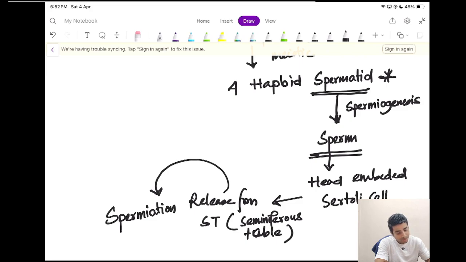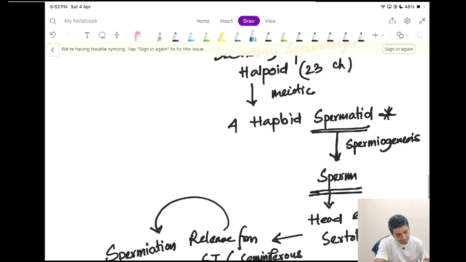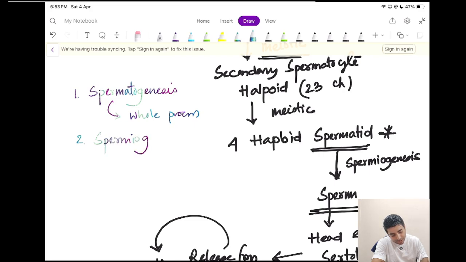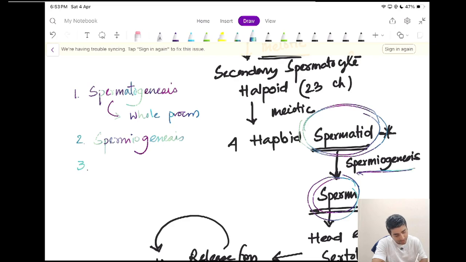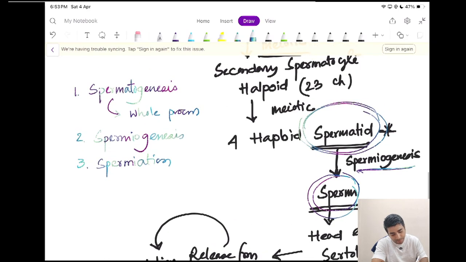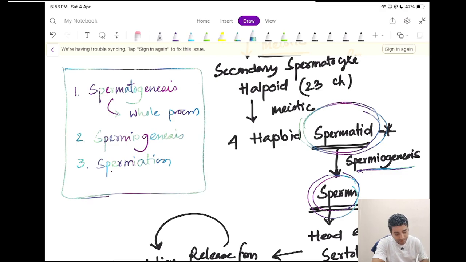Now you need to understand, it's very important. I said 3 important terms. Number 1 is spermatogenesis. What is spermatogenesis? The whole process of formation of sperm, starting from the immature male germ cell to the sperm, is called spermatogenesis. Now what is spermiogenesis? Spermiogenesis is formation of sperm from the spermatid. Number 3, what is spermiation? You should not make mistakes on these 3 important terms, and you need to understand them very clearly. Spermiation means when finally the sperm is released from the seminiferous tubule.